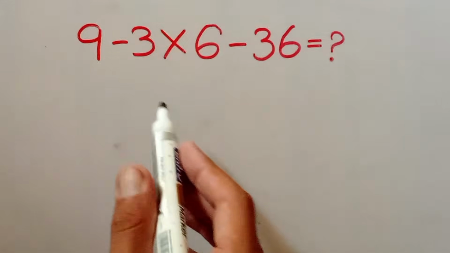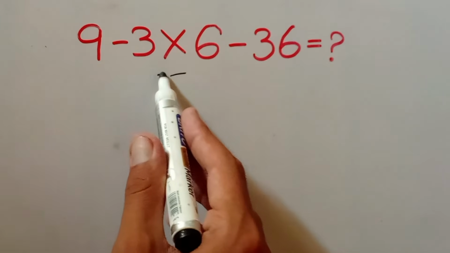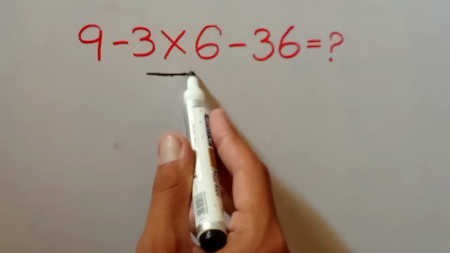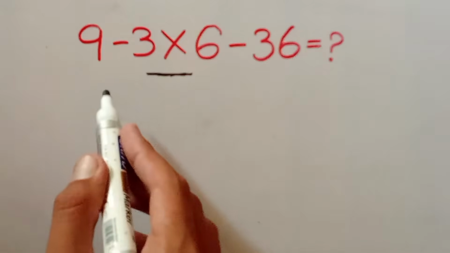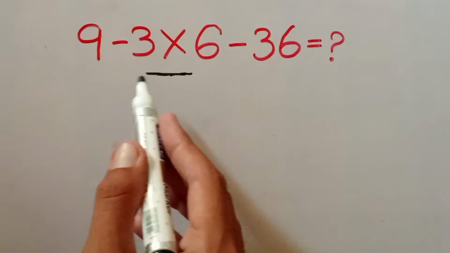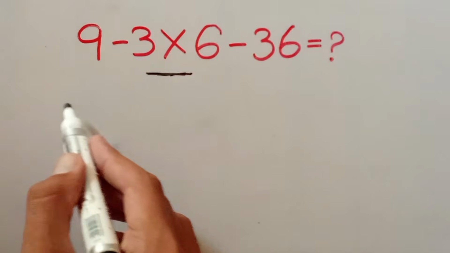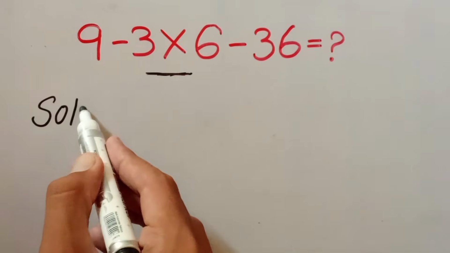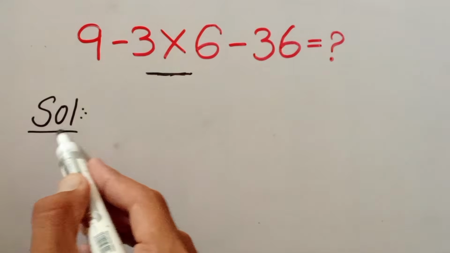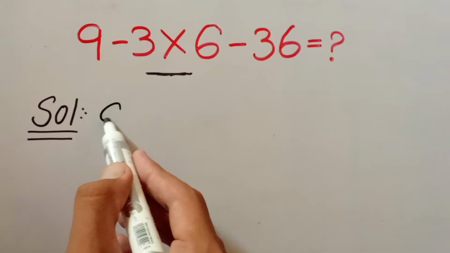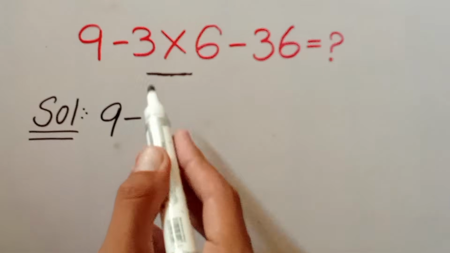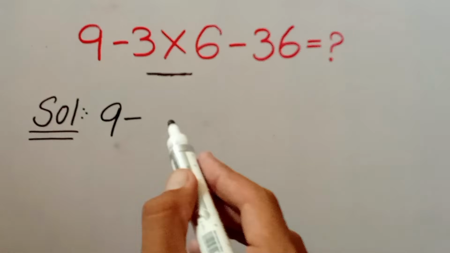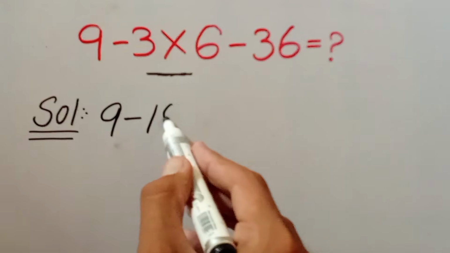So remember that multiplication has higher priority than other operations. So first, in this expression, we will solve the multiplication. So our solution is 9 minus 3 times 6 equal to 18.